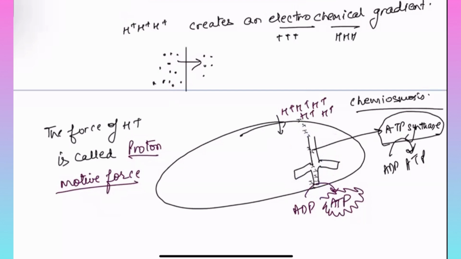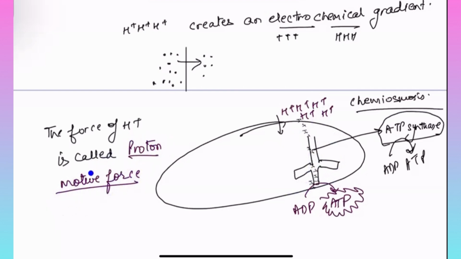It has two subunits. One subunit is a tunnel-like thing, and another subunit has three blades, which when they rotate, ADP converts to ATP. So now the H plus molecule approaches ATP synthase and asks, can you please allow me entry inside through your tunnel? ATP synthase says, okay, I will allow you entry inside, but in return, you have to give me your proton motive force.